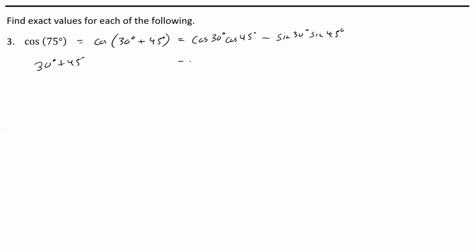So two angles add up to 75 degrees. I'm going to go with 30 plus 45. Will that work? So cosine of 75 degrees would be cosine of 30 degrees plus 45 degrees. And then anybody give me the sum formula for cosine? Is it cosine A times cosine B minus sine A times sine B? That will work by me. Cosine of 30 degrees, cosine of 45 degrees minus sine of 30 degrees, sine of 45.